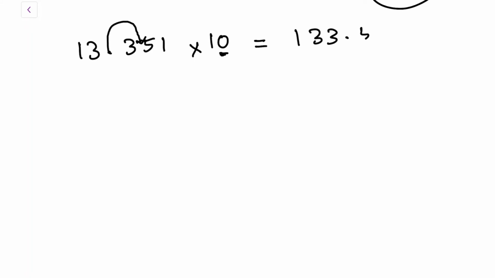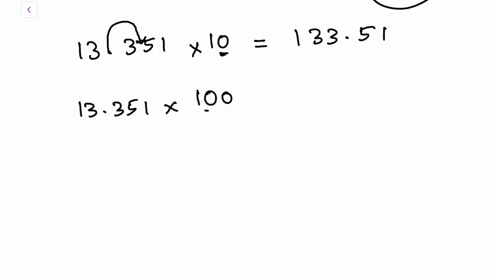Now tell me, how do we do this? 13.351 into 10. What happens when you multiply a decimal with 10, 100 and 1000? What happens? Remember, the decimal point moves one place to the right because it has got 1 zero. So that means it's moving to the right. It comes here. So the answer is 133.51.